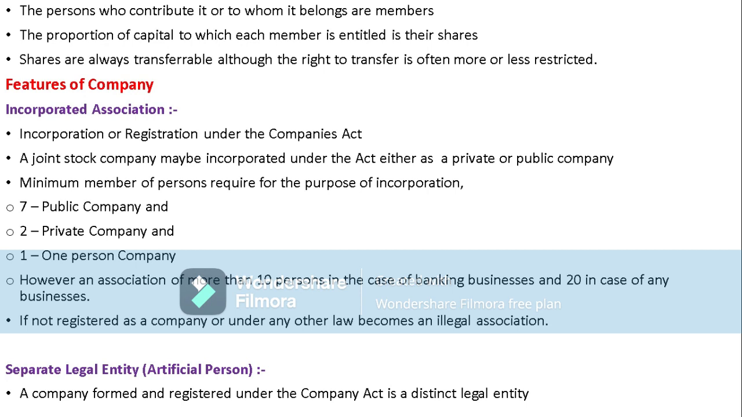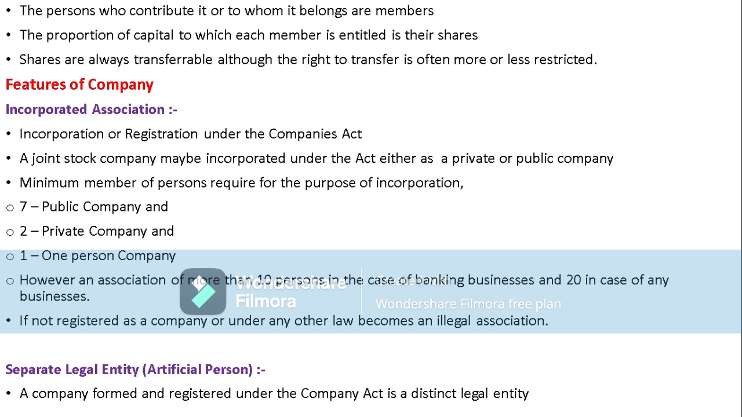Now coming to the next part: the persons who contribute it or to whom it belongs are members. The proportion of capital to which each member is entitled is their shares. Shares are always transferable, although the right to transfer is often more or less restricted. So what does this mean? The persons who contribute it, to whom it belongs, are members. As I said before, the individuals will contribute some money or money's worth in the company, and those contributing persons will be declared the members of the company.